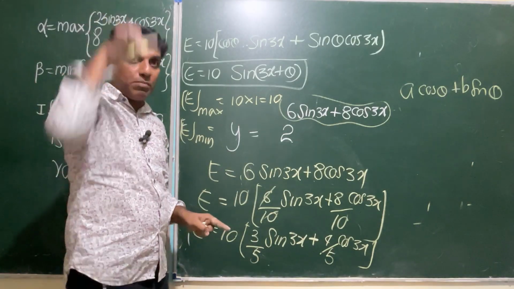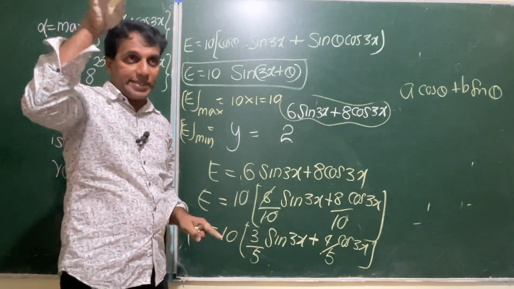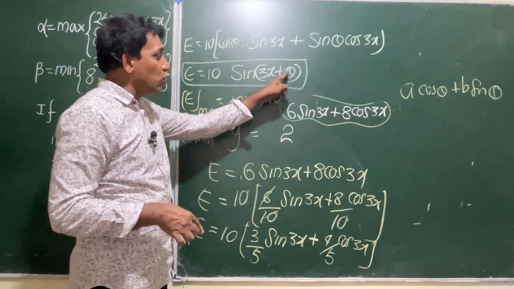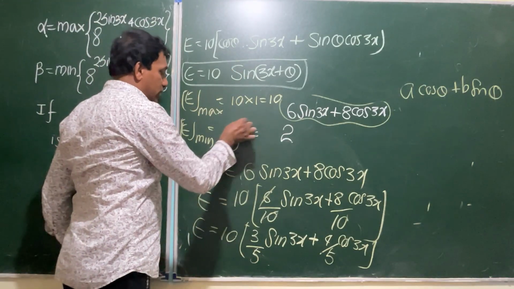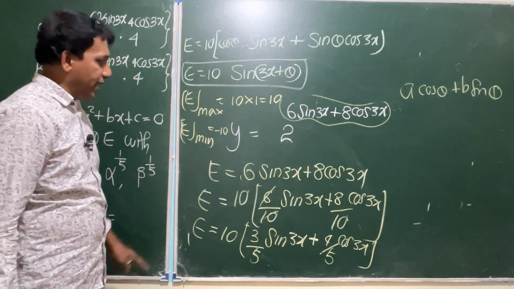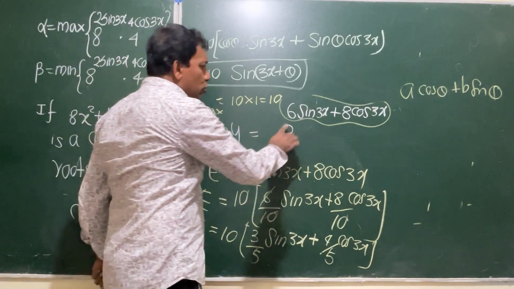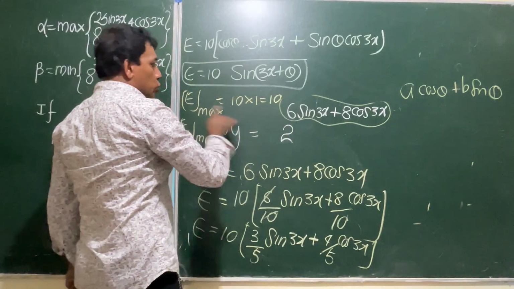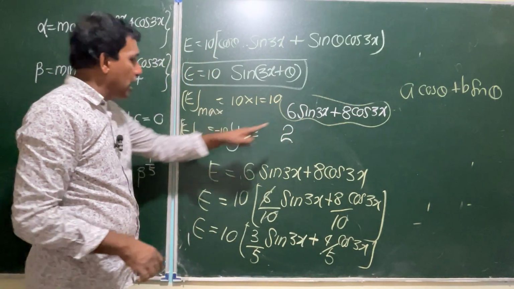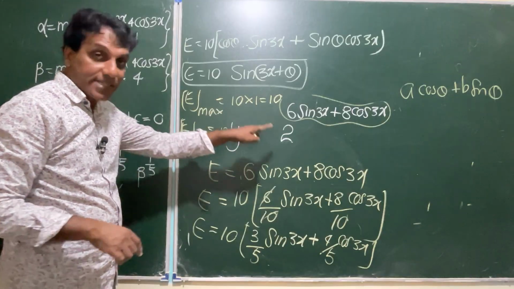On the sinusoidal curve, maximum 1, minimum minus 1, right? This is minus 1, therefore minus 10, okay? This I said 2 to the power E. You know, E maximum 10, E minimum minus 10.